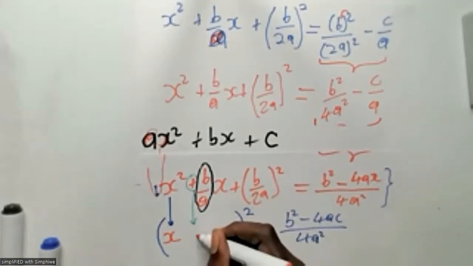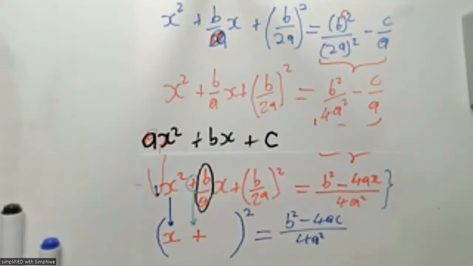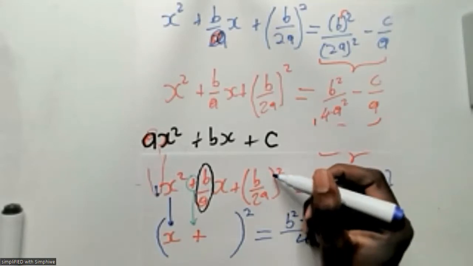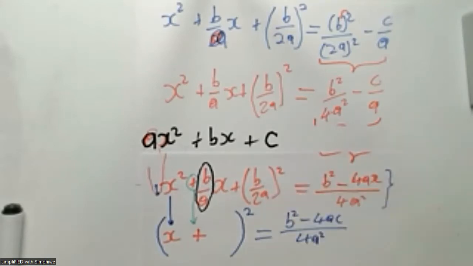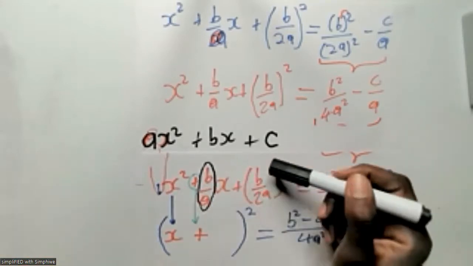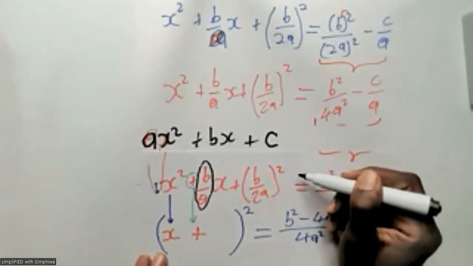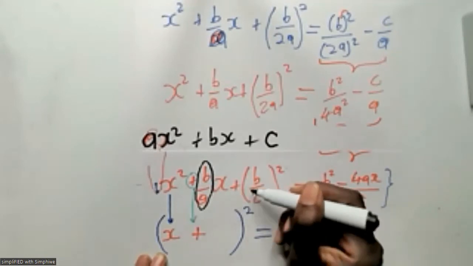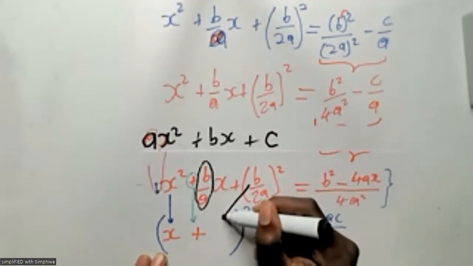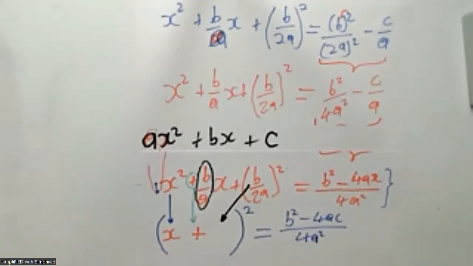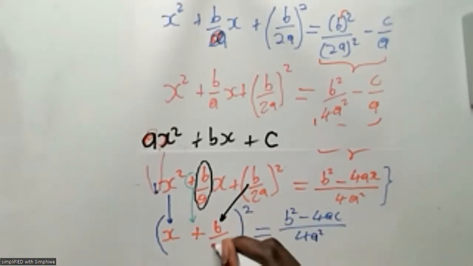And then we have plus. And the next step, we take what is inside these brackets here. You see what is inside these brackets here. We take what is inside only. We leave the square, because the square is then this one. So we drop this one here, and then we have b over 2a. So that's completing a square.